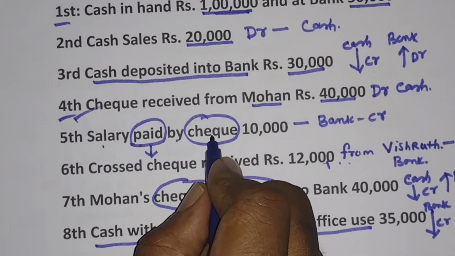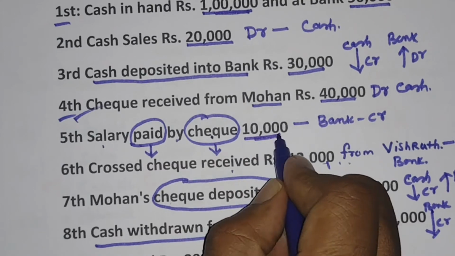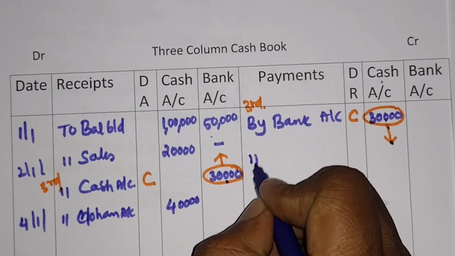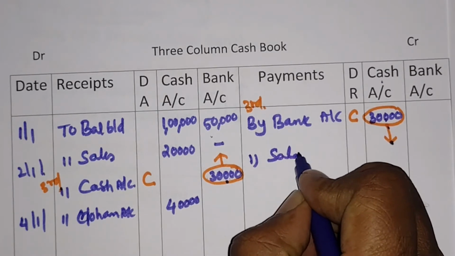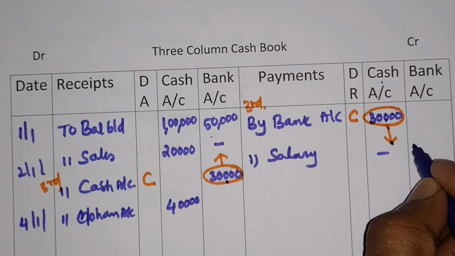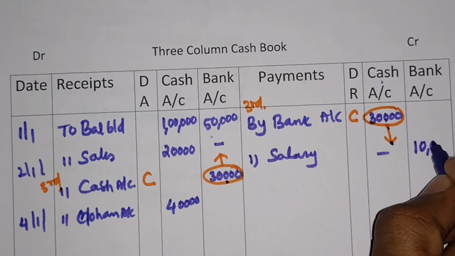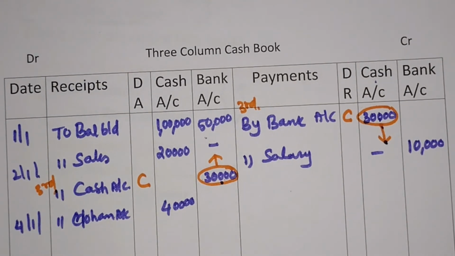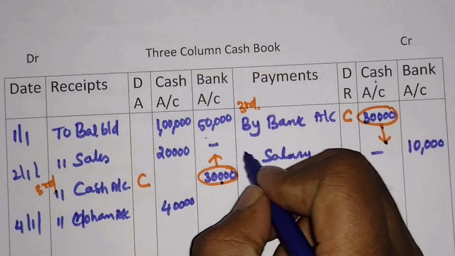Salary paid by check, rupees 10,000. When a salary is paid, that should appear on the credit side. Salary is paid, rupees 10,000. When it is paid by check, the amount will appear in the credit column. Fifth.